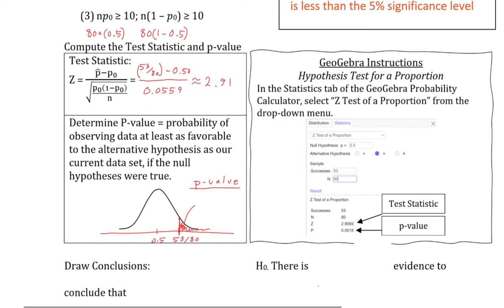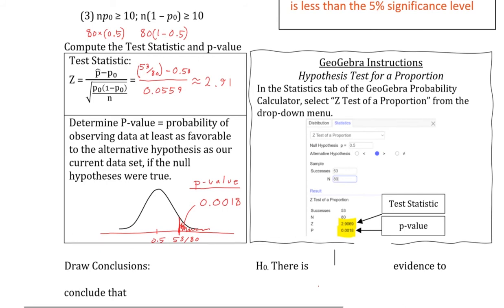To determine the p-value, we can find that by either using the normal probability table in the appendix of your textbook, or we can do so with GeoGebra as demonstrated on the right side here. I will leave that to the GeoGebra video. However, as shown here on the right side, the test statistic calculated is 2.9069, the same that we got from our hand calculation, and a p-value of 0.0018. So that is our p-value above the sample proportion of 53 out of 80.